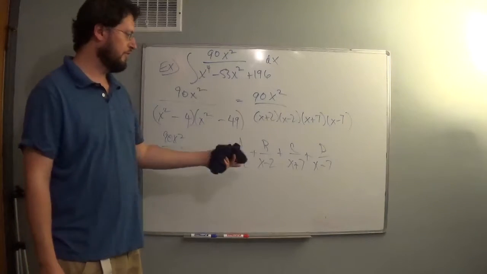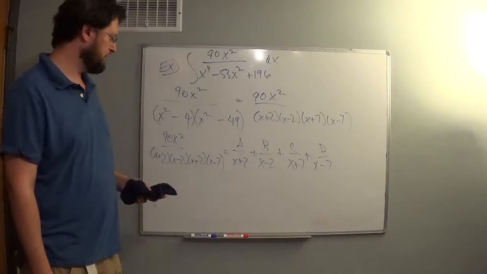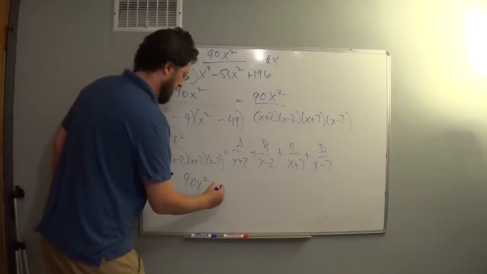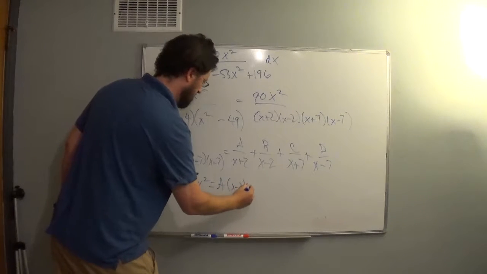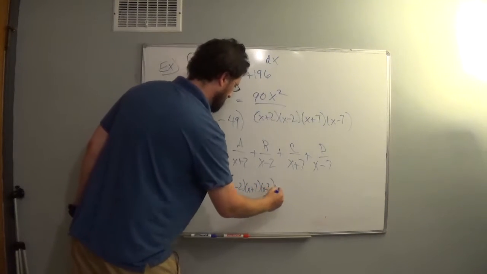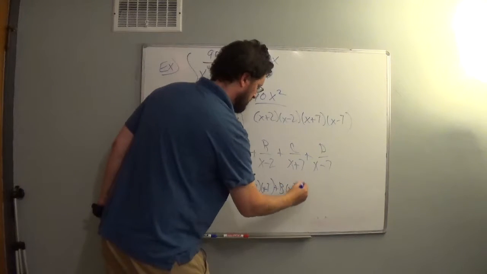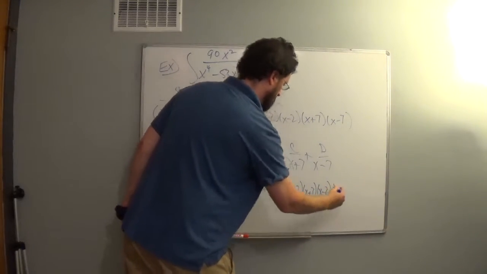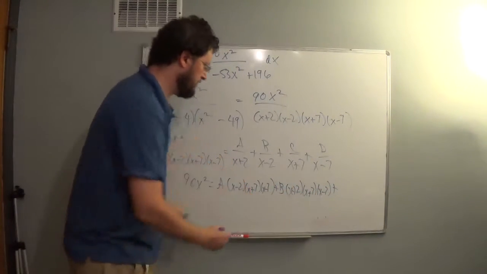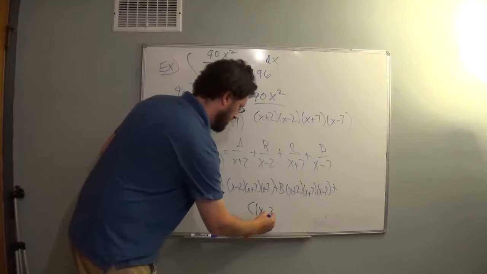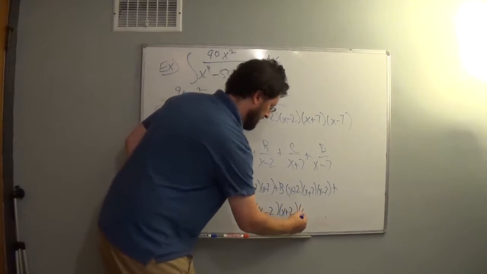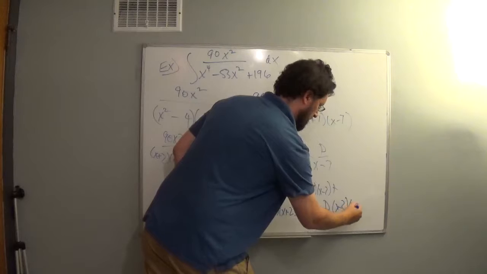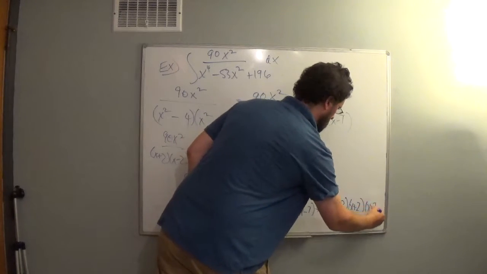And apply the process that we always use. Multiply by the entire denominator. That gives me 90x squared is A times x minus 2, x plus 7, x minus 7, plus B, x plus 2, x plus 7, x minus 7. We'll run out of space here, so we'll move down here, plus C, x minus 2, x plus 2, and x minus 7. And finally D, x minus 2, x plus 2, x plus 7.